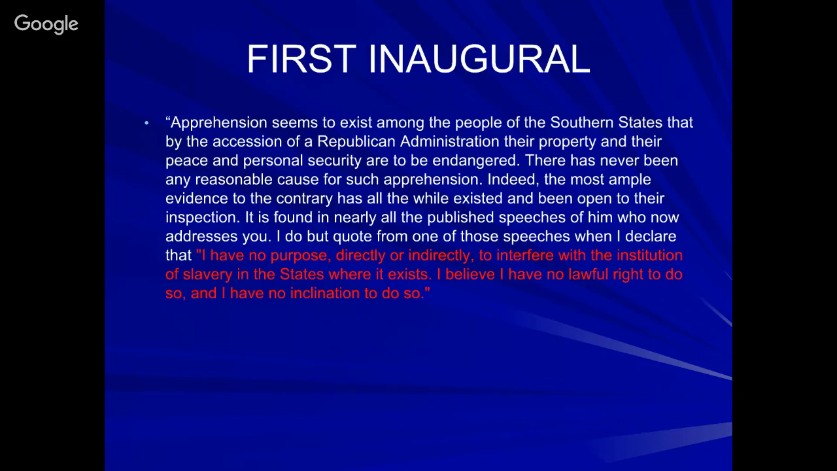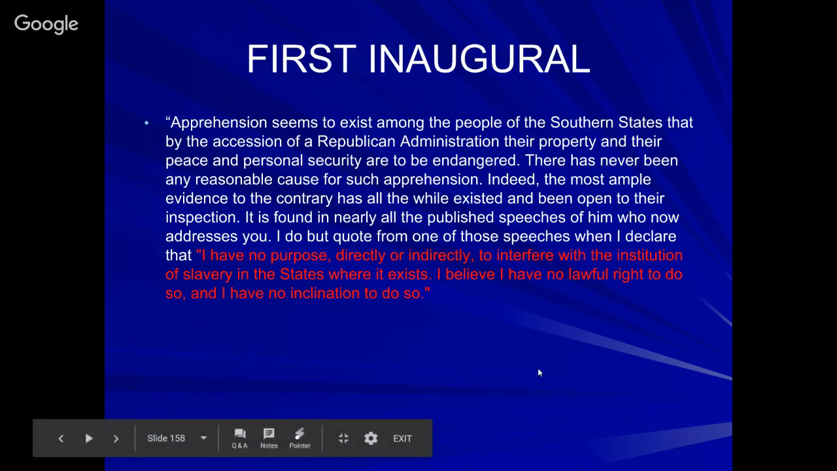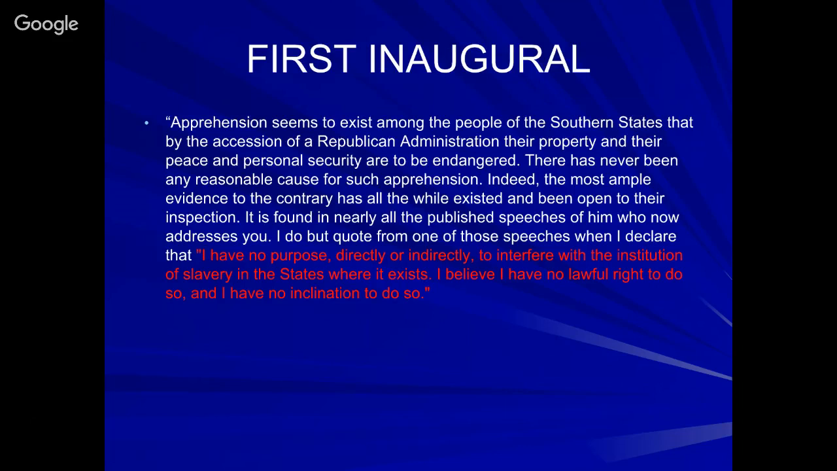Okay, so this is actually a quote directly from Lincoln's first inaugural. See, Lincoln goes into his first inaugural, and you've got to understand the Lower South has already seceded from the Union. He wants to prevent other Southern states from joining with the Lower South. And he wants to be non-threatening. He basically says, look here in red, I have no purpose, directly or indirectly, to interfere with the institution of slavery in the states where it exists. I believe I have no lawful right to do so, and I have no inclination to do so.